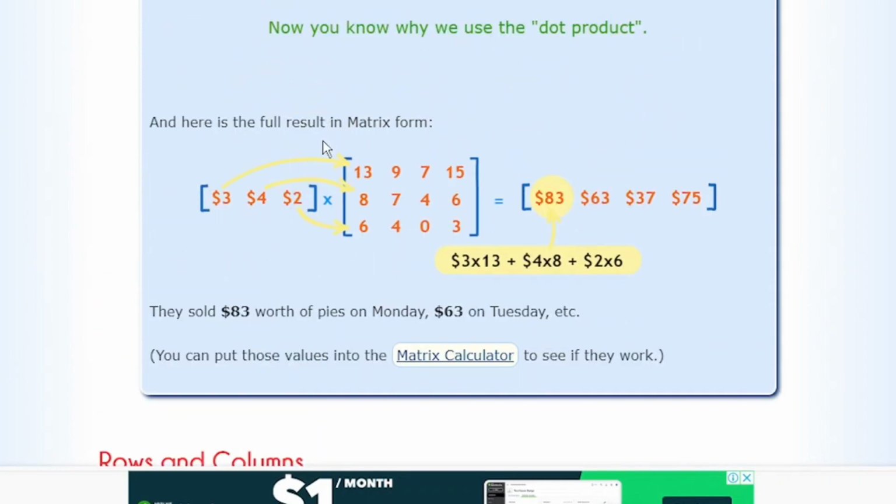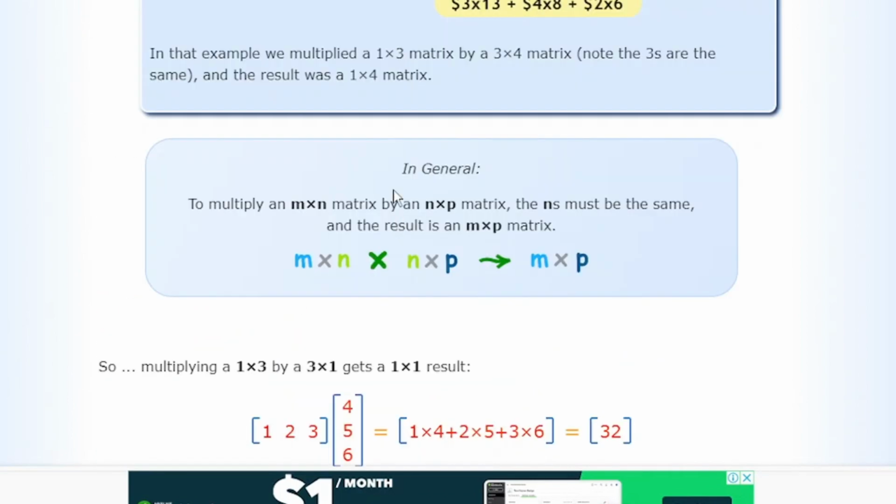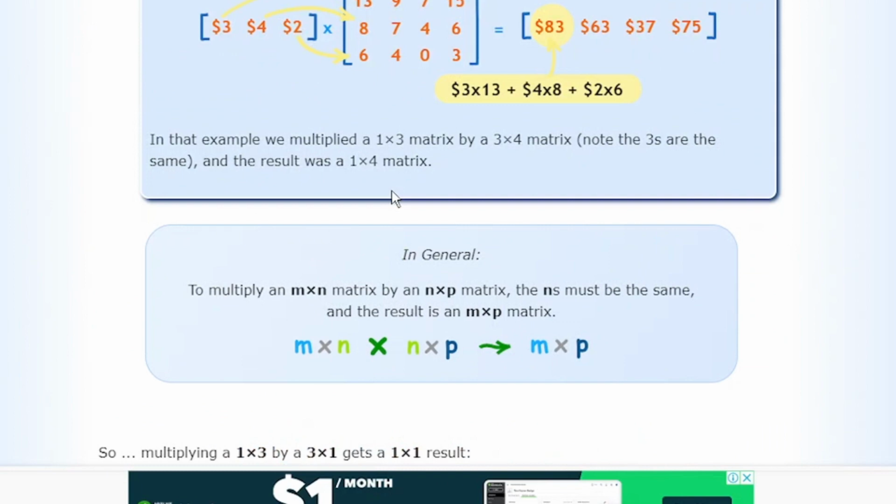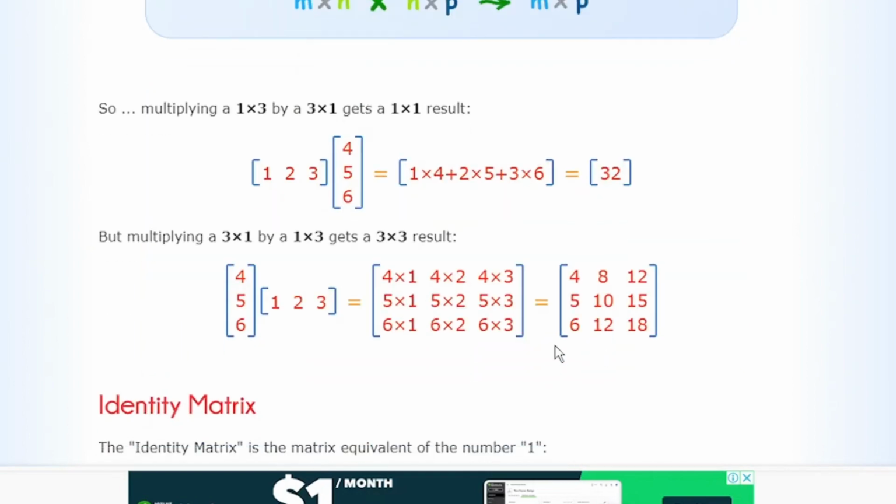If you put this in matrix form, this is what is happening. We have the amount sold, and then we have the values. You multiply the same way, the same matrix way, and then we get our answers in money for each day. Now, there's a way to know exactly what order of matrix you'll get when you multiply two compatible matrices. This is how you know. If I multiply matrix M times N with matrix N times P, the order of the new matrix will be M times P. So let's test this out.